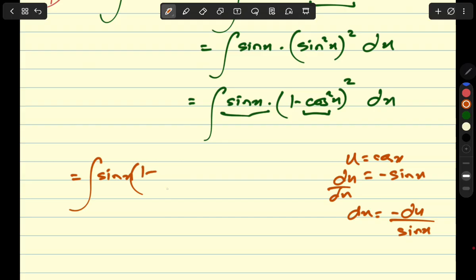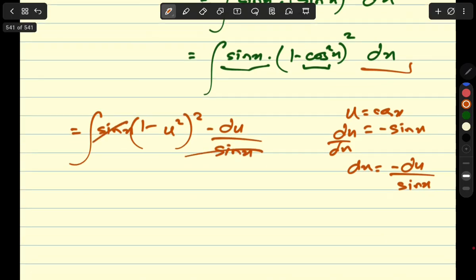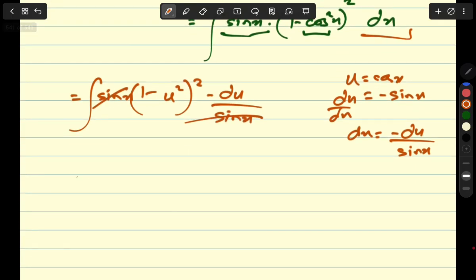Now, this becomes sine x times 1 minus cos square x. So cos square x is going to be u square, 1 minus u square raised to the power of 2. And dx is going to become minus du over sine x. Can you see that we got rid of our trigonometric function and now everything is in terms of u, right? So now I can integrate it.